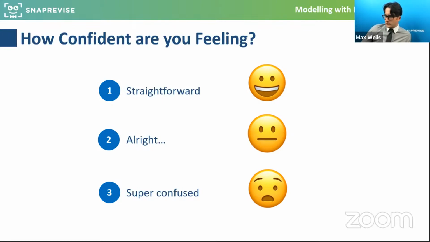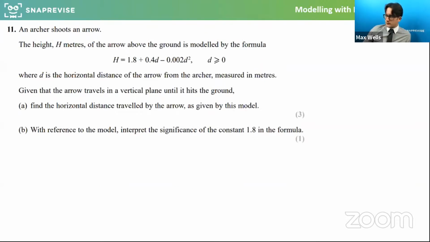Right, let's have a little look. So here we go. Thank you guys for responding to that. Here's, again, an exam style question that we'll follow up with. An archer shoots an arrow. The height, h meters, of the arrow above the ground is modeled by this formula: h equals 1.8 plus 0.5d minus 0.002d squared, where d is the horizontal distance measured in meters, of the arrow from the archer. Given that the arrow travels in a vertical plane until it hits the ground, find the horizontal distance traveled.